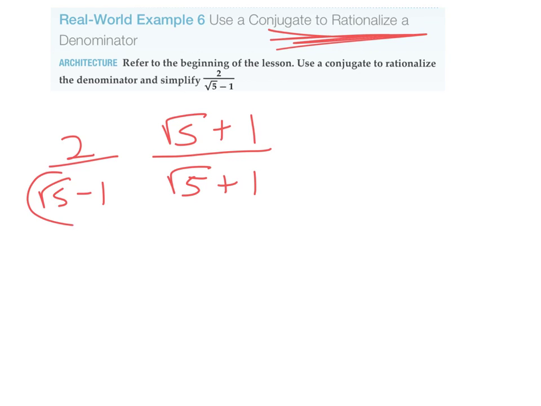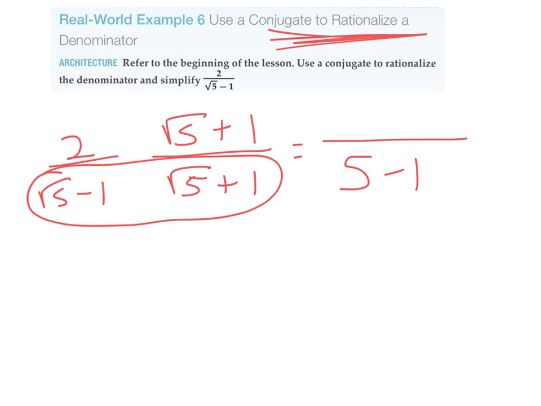So this problem becomes 5 minus 1, that's the denominator. Basically, it's this times this, which there's a pair of 5's, so that's why it comes out of the radical, and a negative 1 times a positive 1 gives us the negative 1, which will get our denominator as 4.